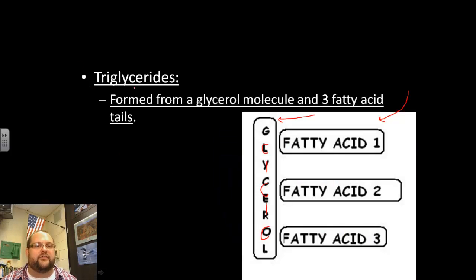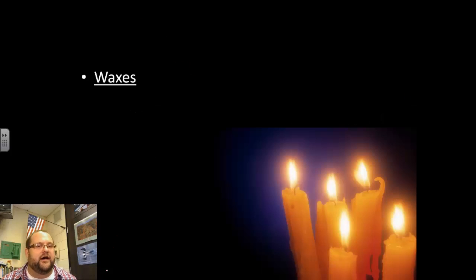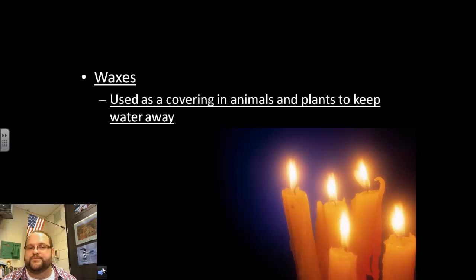So triglycerides are one type of lipid. Another type of lipid that looks a little different is a wax. Waxes are used by animals or in plants as a covering. As we know, lipids are hydrophobic, which means that water and oil don't mix. So waxes are this great thing that's used as a covering.